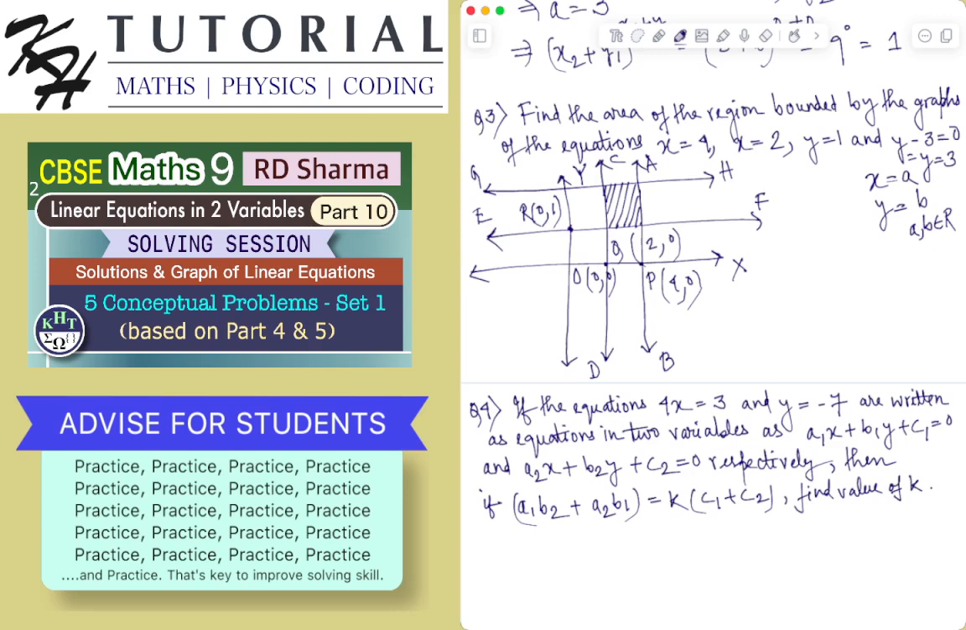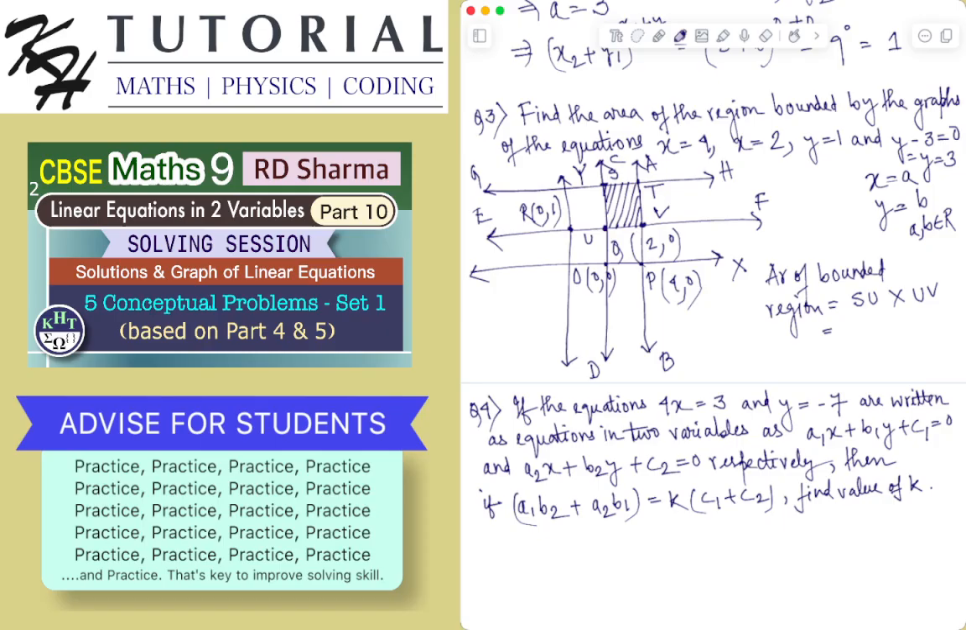So how do I know? So let's say the line GH is intersecting the lines CD and AB at the points, let's say, S and T, and let's say the line EF is intersecting the lines CD and AB at points U and V. Clearly the required area of the bounded region will be equal to the length of SU multiplied by UV.